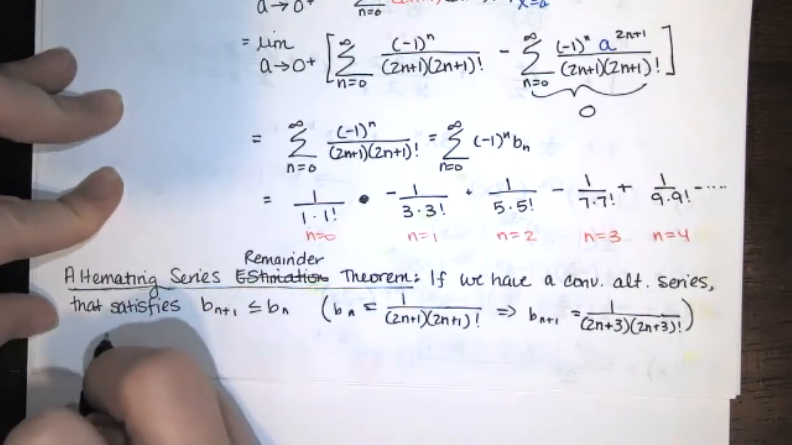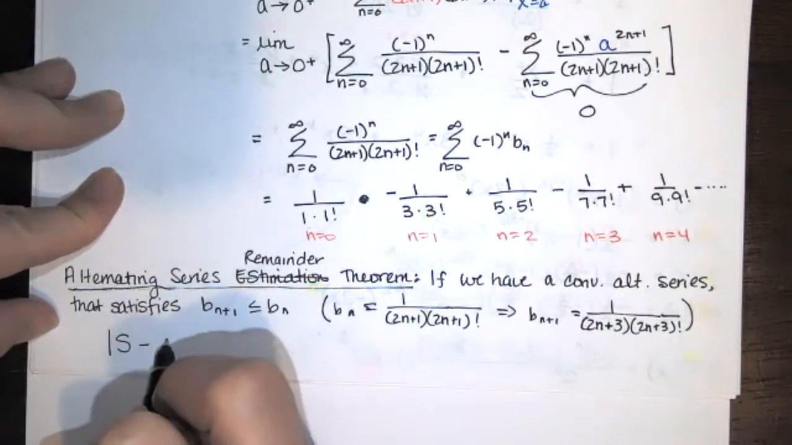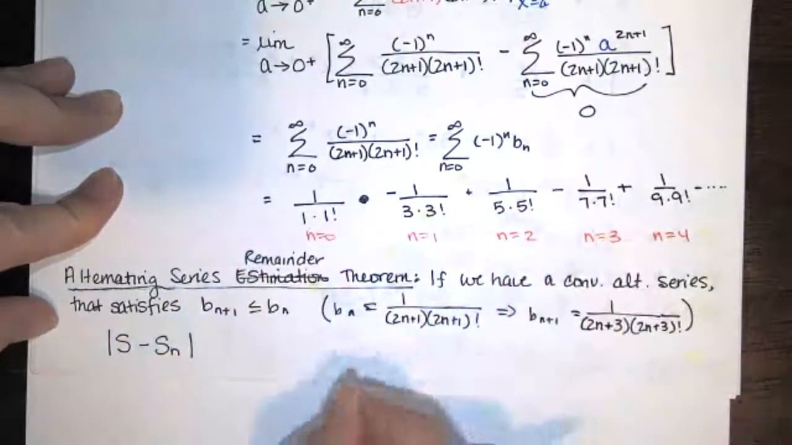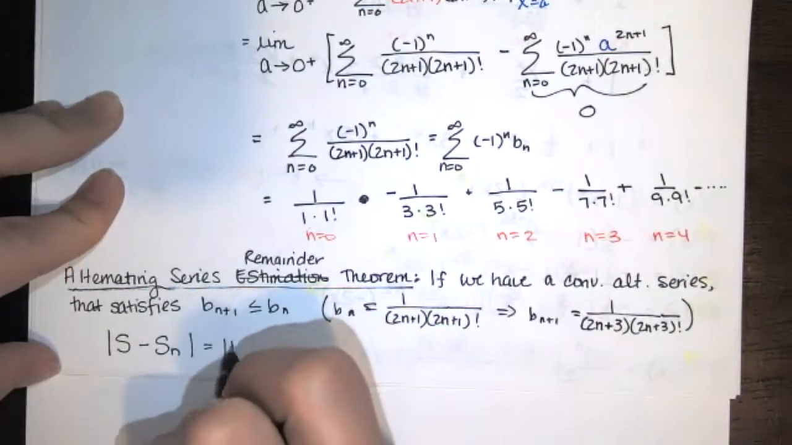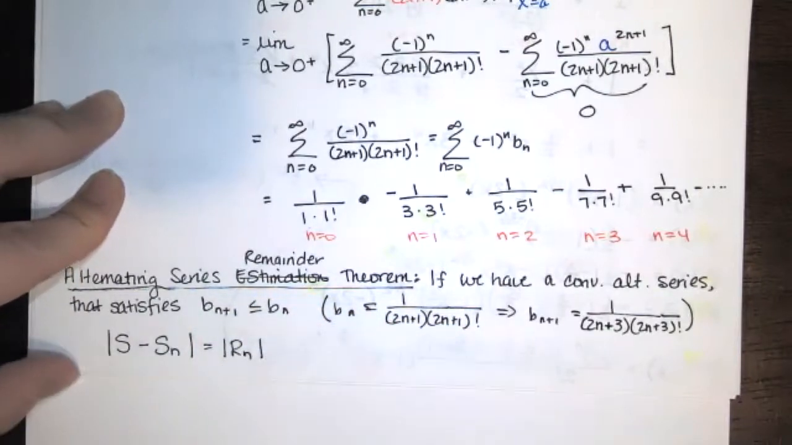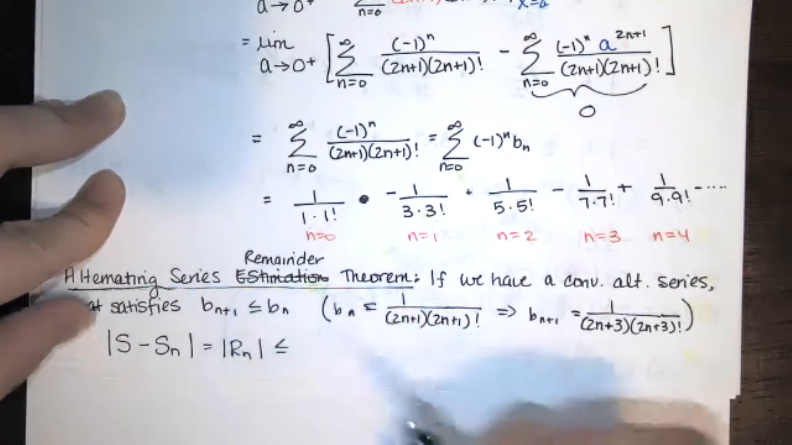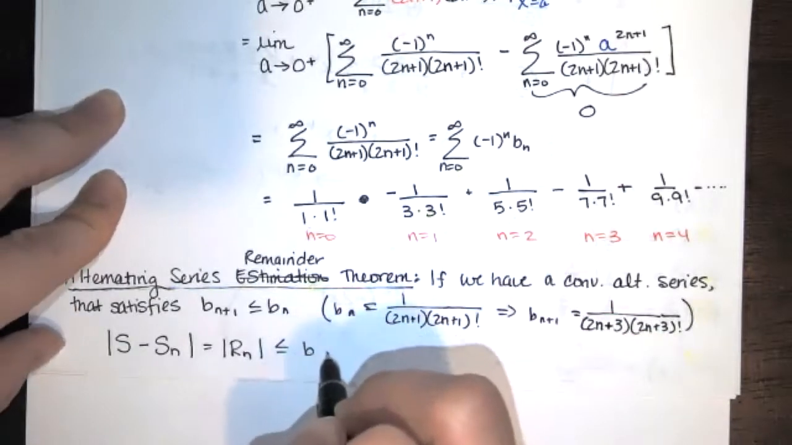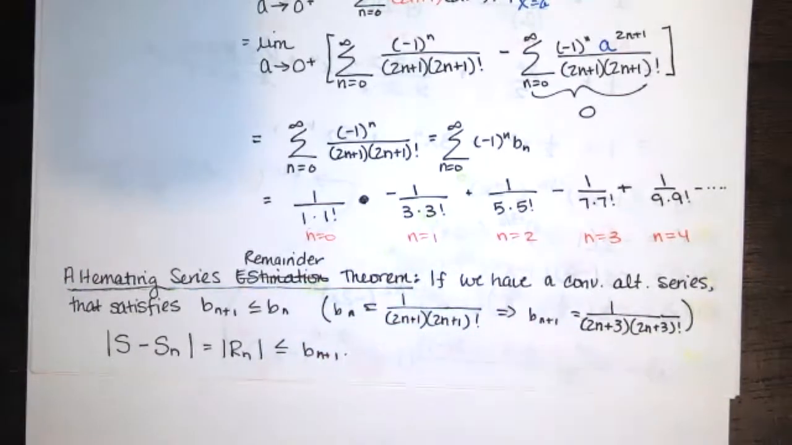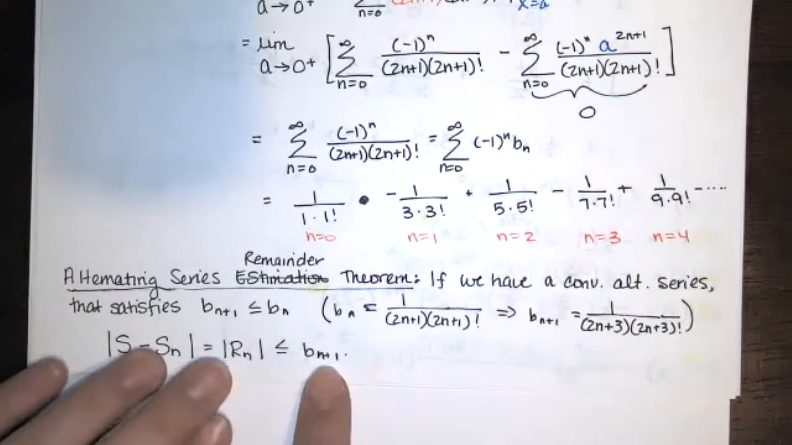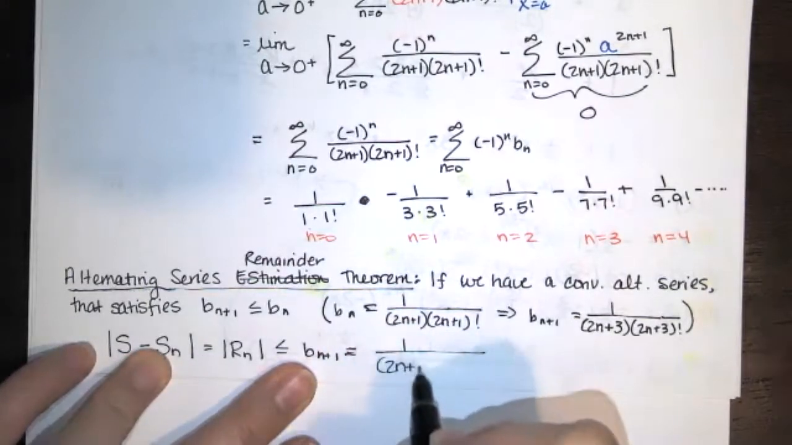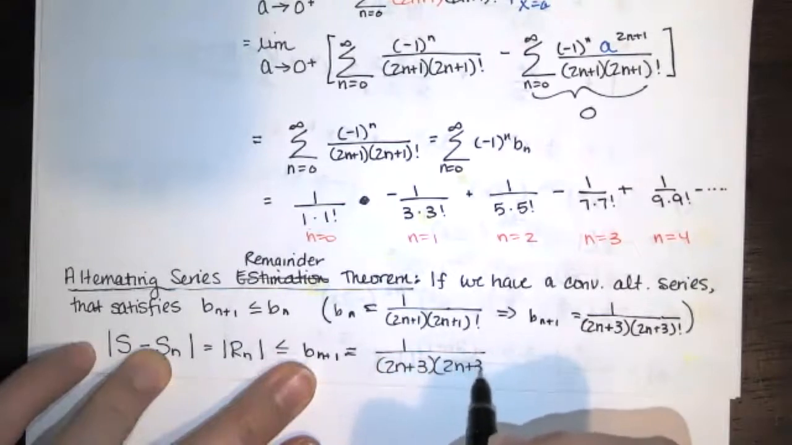So that means the actual sum of the series minus the nth partial sum, that's just a truncated version of this, is called the remainder for that nth partial sum. And that's always less than or equal to the absolute value of the next term. So we're ignoring the sign. We're going to call that b sub n plus 1. Okay, so b sub n plus 1 in this case is equal to 1 over 2n plus 3 times 2n plus 3 factorial.